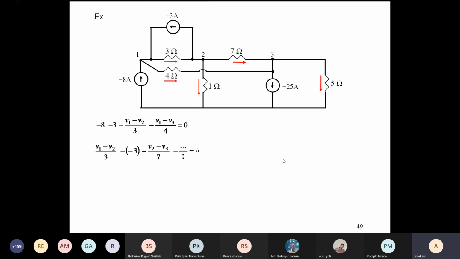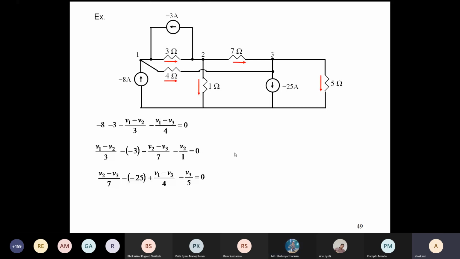So at node 3, the current going in is (V2 minus V3) by 7. And then the currents going out: this is the current going out, so it is minus of minus 25. Then the next current is not going out, it is coming in from here. Originally the direction was kept here, so it is (V1 minus V3) by 4, the current coming into node 3, because these two points are the same. So this is all for node 3. What is remaining is the current going out through the 5 ohm resistor, V3 by 5, with a minus sign.